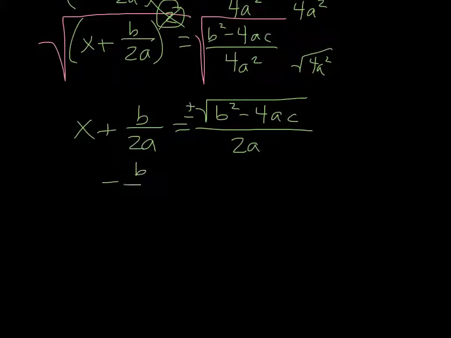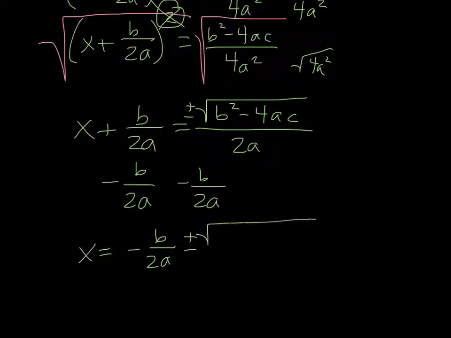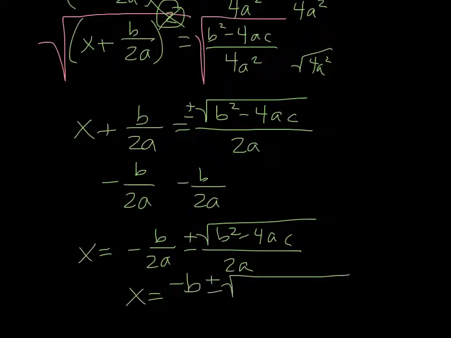Last thing is to get x by itself. So x equals negative b over 2a plus or minus square root of b squared minus 4ac all over 2a. And now I notice a common denominator right here, right? All right, so that means I can combine that. Oh, it won't let me scroll up anymore. So x equals the opposite of b plus or minus square root of b squared minus 4ac all over 2a. So the quadratic formula actually comes from somewhere.